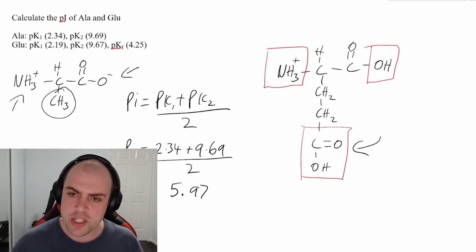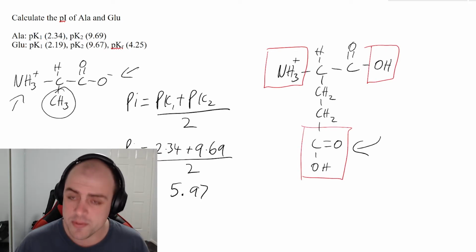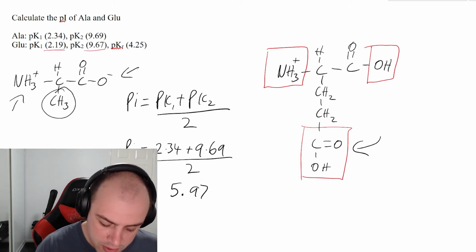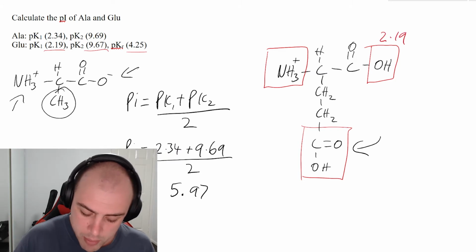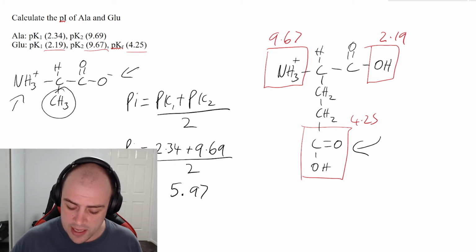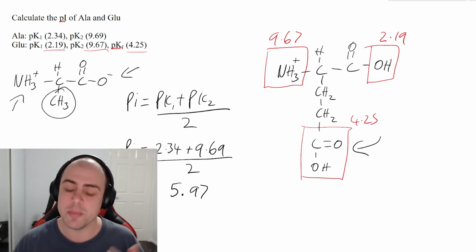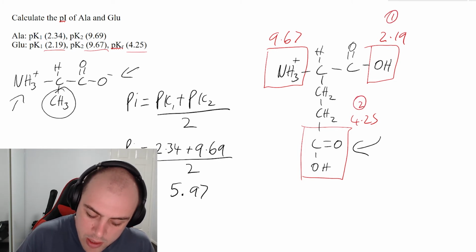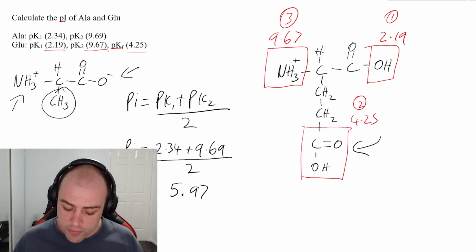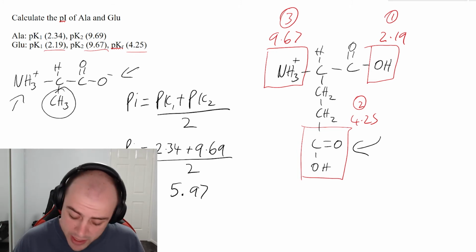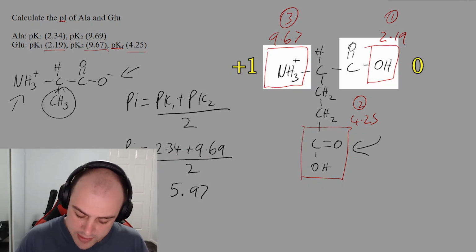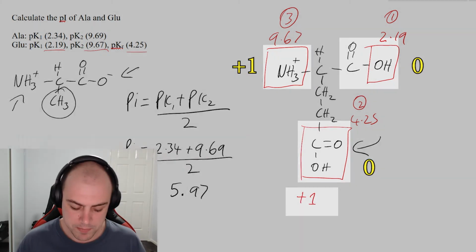Now, if we change the pH to, say, a pH of 7, then what we can see by looking at our pKa values, which are 2.19, 9.67, and 4.25. So what this tells me is that the order in which these groups are going to be deprotonated is going to be 1, 2, and 3. So overall, looking at this amino acid at a pH of 1, it's going to have a charge of +1, 0, and 0. So the overall charge is going to be +1.